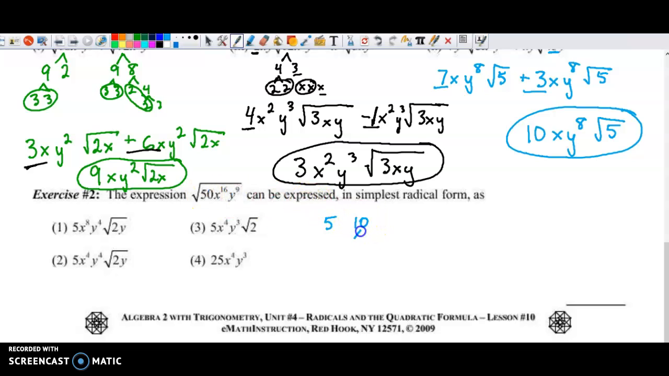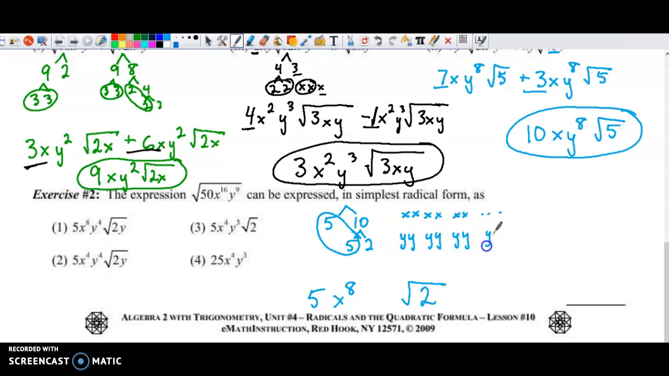50 is 5 times 10, and 10 is 5 times 2, so I have a pair of 5s to pull in front. Definitely have a root of 2. If I count out all 16 of those x's, I'm not going to do that, but you're going to have 8 pairs of them, and same thing with the y's. If you wrote out all 9 of those y's, we have 1, 2, 3, 4 pairs of them, but you had 1 y left over, so 5x to the 8th, y to the 4th, square root of 2y. I think that's perfect. Option 1.